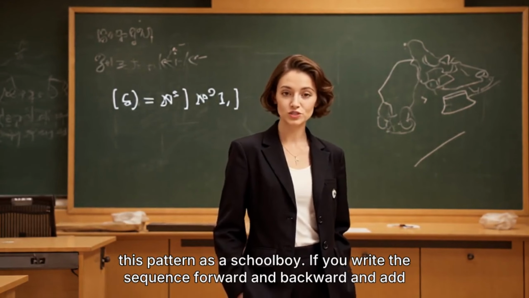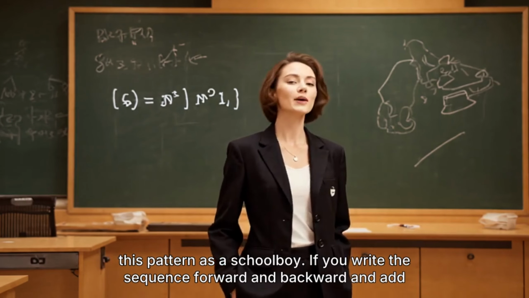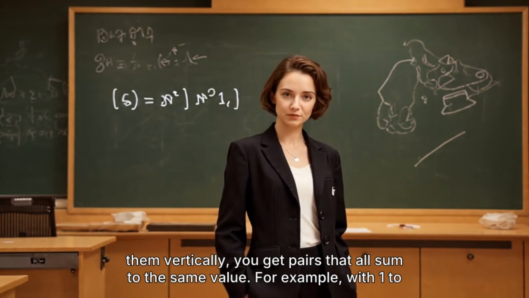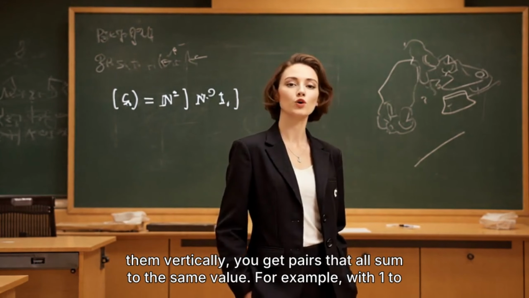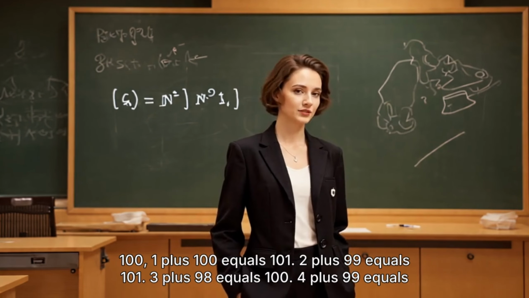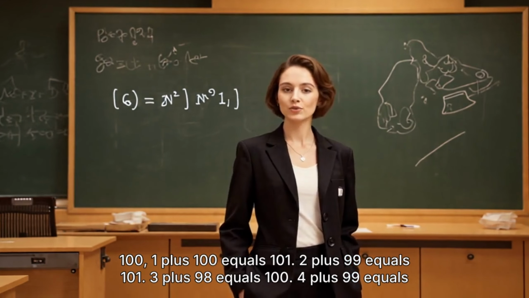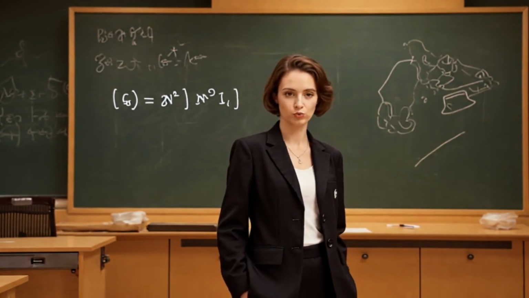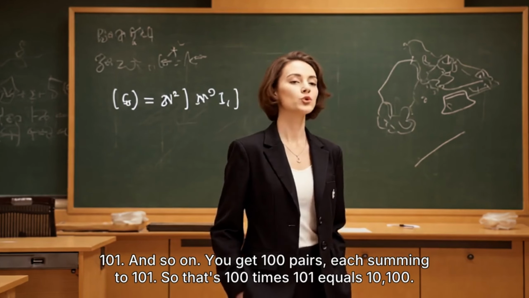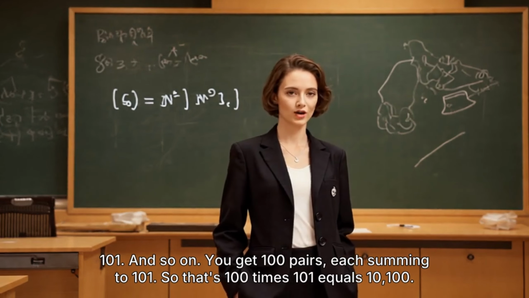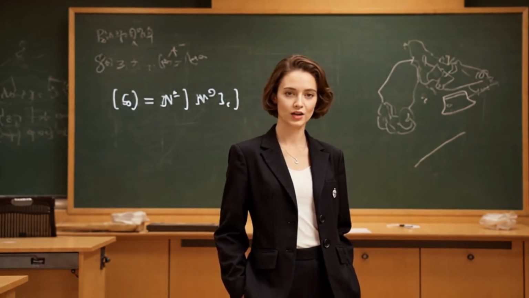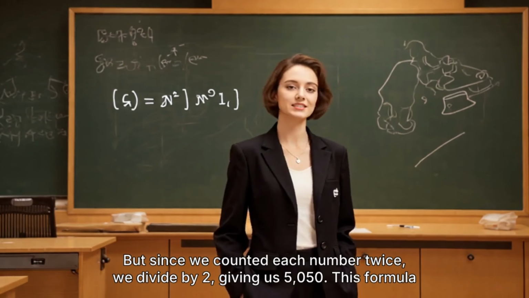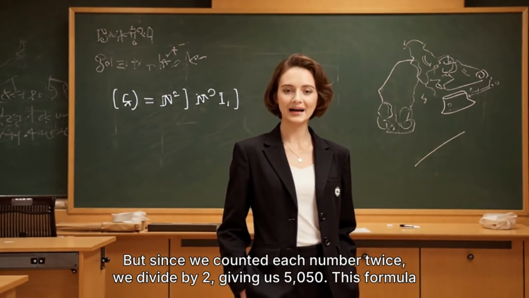But why does this work? Carl Friedrich Gauss discovered this pattern as a schoolboy. If you write the sequence forward and backward and add them vertically, you get pairs that all sum to the same value. For example, with 1 to 100, 1 plus 100 equals 101. 2 plus 99 equals 101. 3 plus 98 equals 101. And so on. You get 100 pairs, each summing to 101. So that's 100 times 101 equals 10,100. But since we counted each number twice, we divide by 2, giving us 5,050.